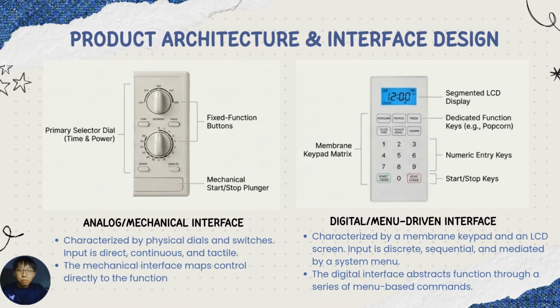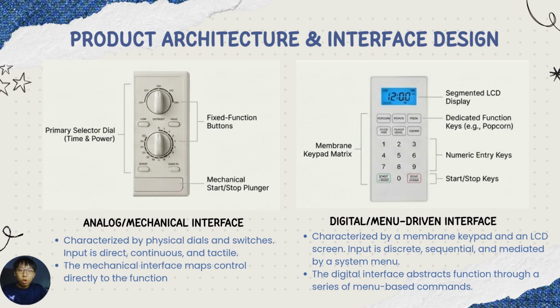Let's look into the two types of product architecture and interface design commonly used in microwave ovens. On the left is the analog or mechanical interface. It uses physical dials and switches to control the time and power, along with fixed function buttons and a mechanical start or stop plunger. Input is direct and continuous, meaning each control maps directly to a function. This makes the interface intuitive, easy to use, and reliable, especially for users who prefer tactile feedback.